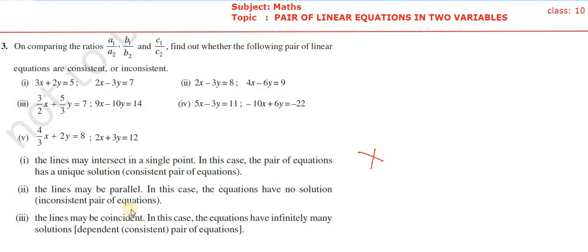The lines may be parallel. In this case the equation has no solution. If the lines are parallel like this, the equation has no solution, so it is inconsistent.